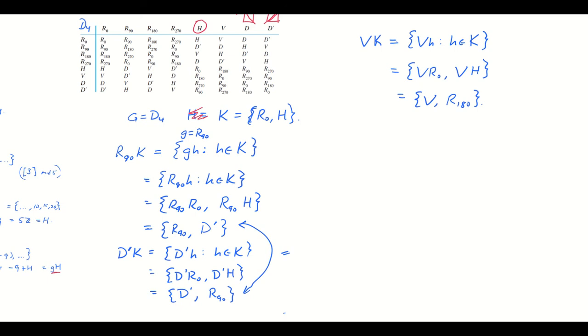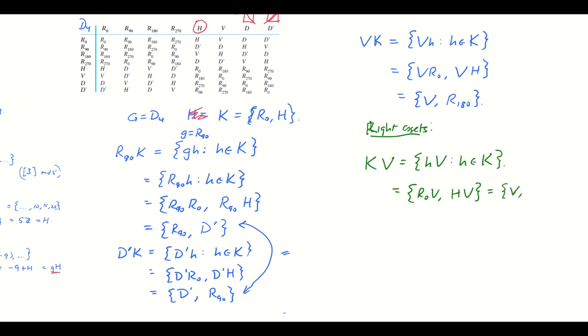Now I'm going to switch colors and work out a couple of right cosets. So this time let's find a couple of right cosets, starting with K times, and I'm just going to pick an element here. In fact, let's pick V. Let's use V again. So this is going to be the set of all HV, where H belongs to the subgroup K. So this time I'm going to have R0 times V and H times V. Well, R0 times V is just V, and H times V is also R180. So you notice that's the same set that we had here. The right coset was equal to the left coset.